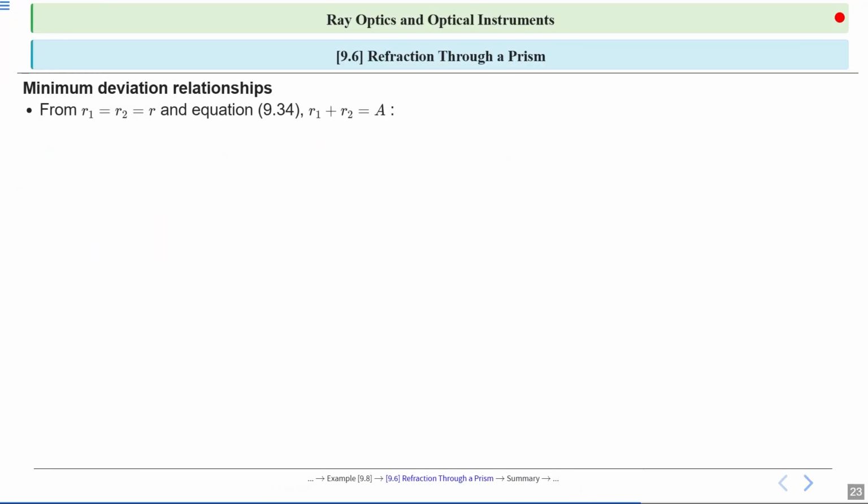Let's begin by examining the relationship between the angles of refraction within the prism. Here we have r1 equals r2 equals r, which means the angles of refraction are equal. According to equation 9.34, the sum of these angles equals the prism angle A. Now we can express the angle of refraction r as half of the prism's angle A. This is shown in the equation r equals A upon 2. This relationship is vital because it simplifies our calculation and helps us predict how light will behave as it enters and exits the prism in the minimum deviation condition.